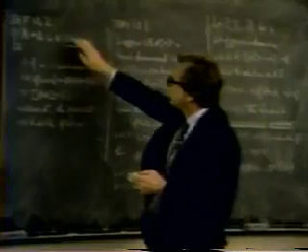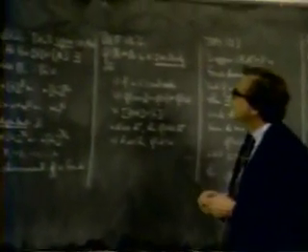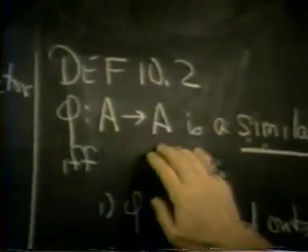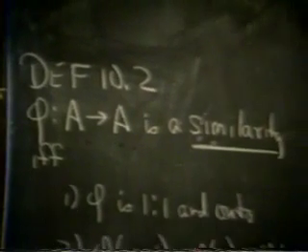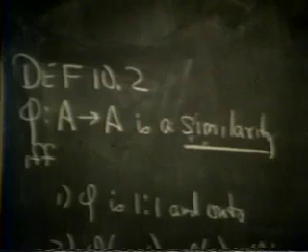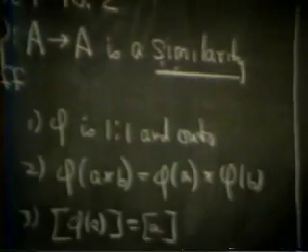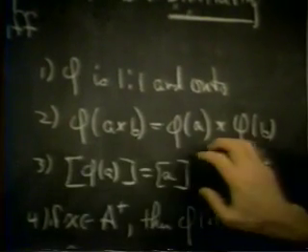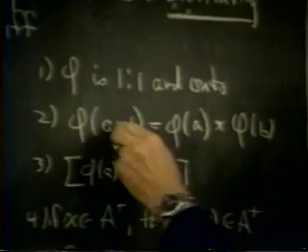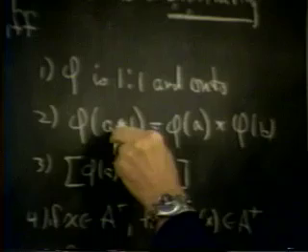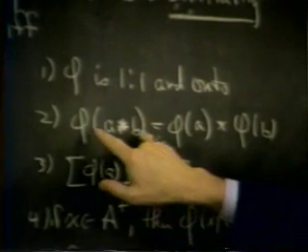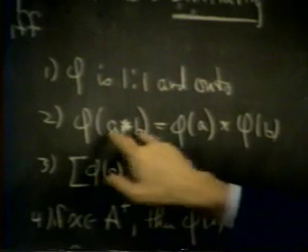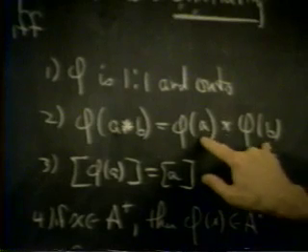And that is done in definition 10.2. We'll say that a function phi that maps the space of physical quantities into itself is called a similarity if it meets the following conditions. First of all, it's a function that's one-to-one and onto. Second, it has the property that homomorphisms have, or actually automorphisms in this case, namely that when you apply it to the composition of two physical quantities, it becomes the composition of each of them separately.